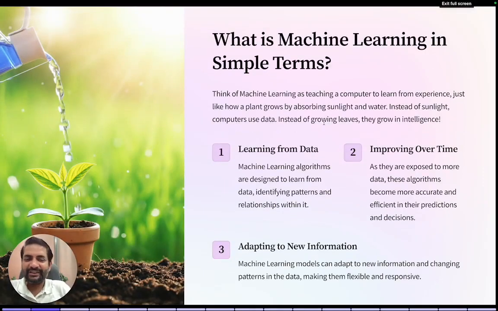So, what is machine learning in simple terms? Think of machine learning as teaching a computer to learn from experience, just like how a plant grows by absorbing sunlight and water. So, instead of sunlight, computers use data. Instead of growing leaves, they grow in intelligence.